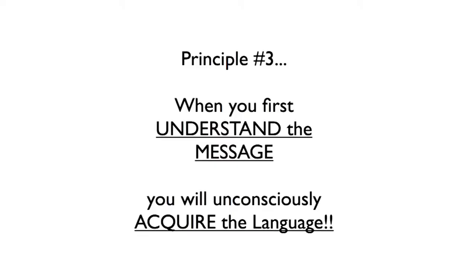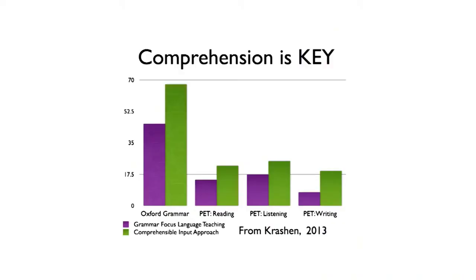When you first understand the message, then you will acquire the language unconsciously. And this is really, really well documented now. It's something called comprehensible input. There's 20 or 30 years of research on this. Stephen Krashen, a leader in the field, has published all sorts of these different studies. And this is just from one of them. The purple bars show the scores on different tests for language. The green and the purple people were people who had learned by grammar and formal study. The green ones are the ones who learned by comprehensible input. So comprehension works. Comprehension is key.